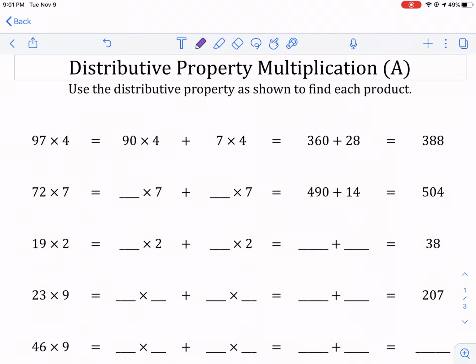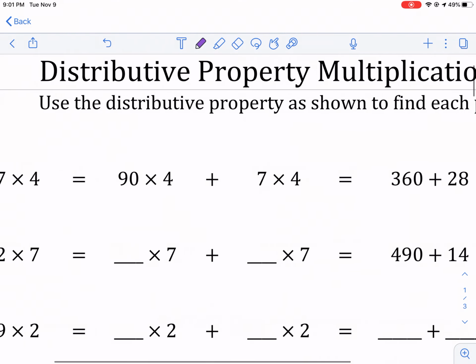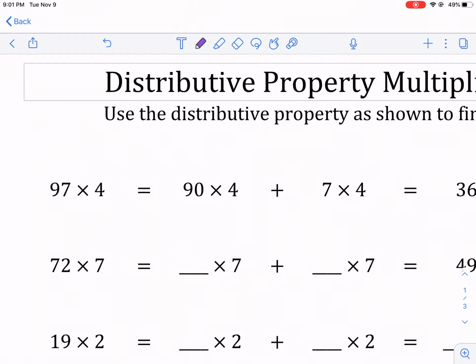Anyway, this is a distributive property. What is the distributive property? Well, it breaks it down in this first example for us. So we're going to go ahead and use that example. Okay, the first example, we have 97 times 4.